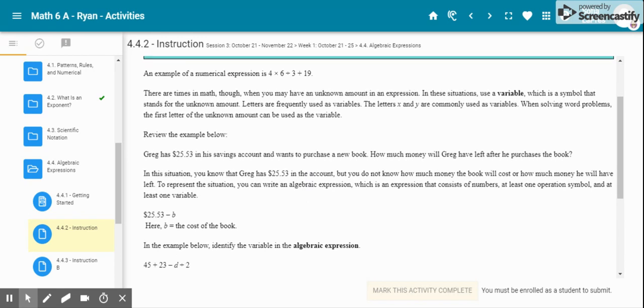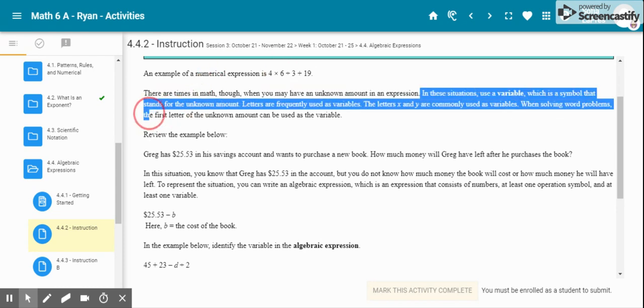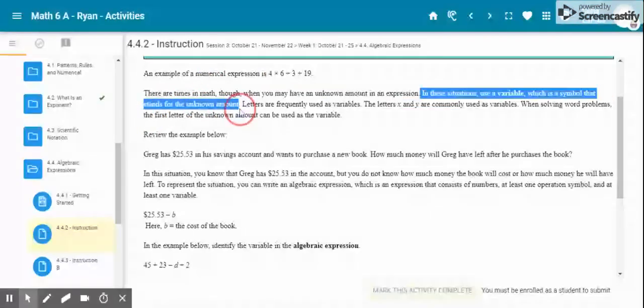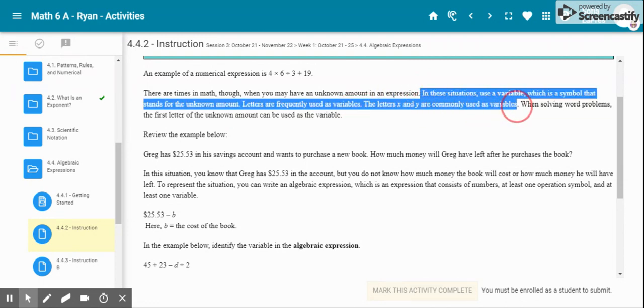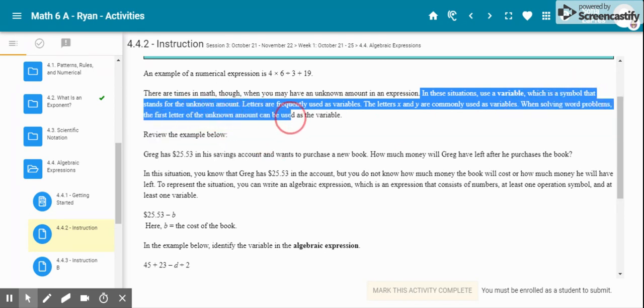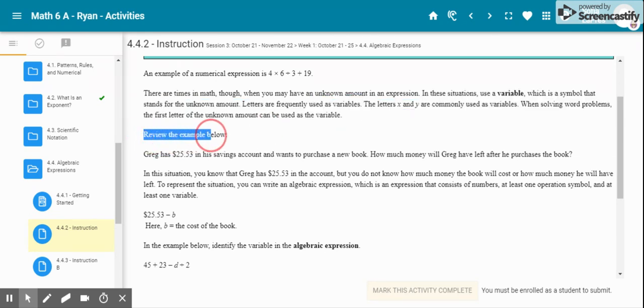There are times in math, though, when you may have an unknown amount in an expression. In these situations, you use a variable, which is a symbol that stands for the unknown amount. Letters are frequently used as variables. The letters X and Y are commonly used as variables. When solving word problems, the first letter of the unknown amount can be used as a variable. So let's look at this example.